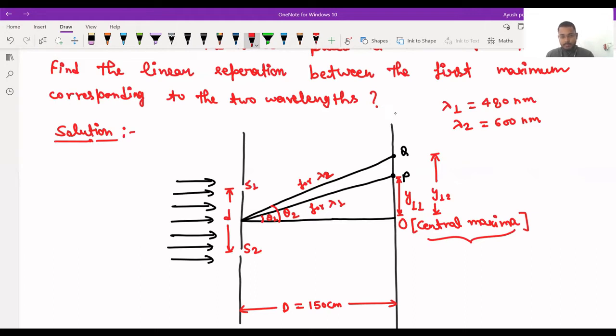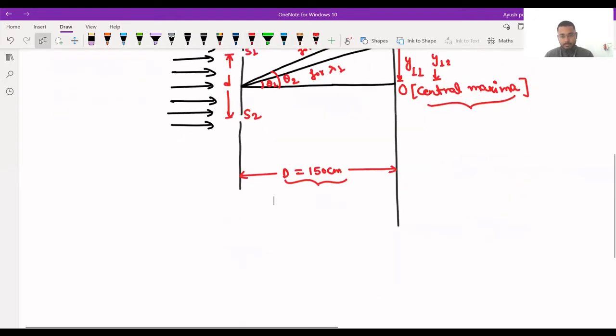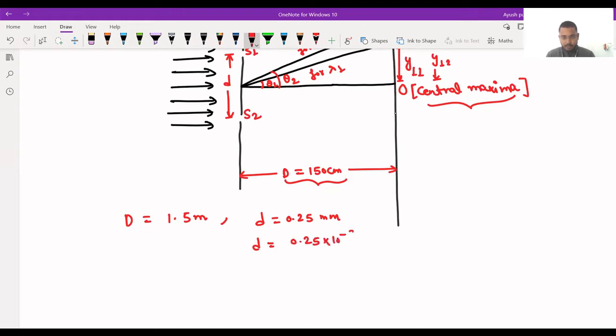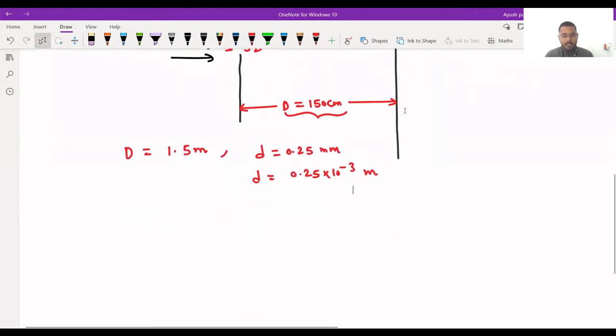Okay, and the distance of slits and screen is capital D, and that is 150 centimeter that is given. So I will convert this capital D in meters. So this capital D will be 1.5 meters. Great. And the separation between the slits is given 0.25 millimeter. Again, I will convert this small d in meter. So that will be 0.25 times 10 to the power minus 3 meter. Okay. So now let's calculate the distance of first maxima from the central maxima corresponding to each wavelength.